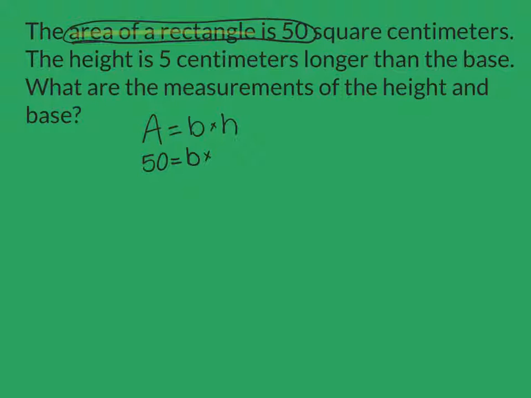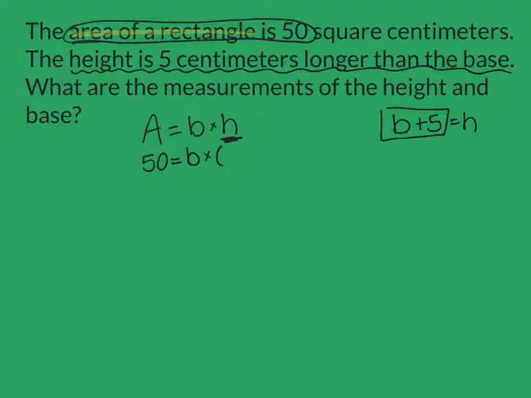And I do not know the specific height, but I do know that the height is 5 centimeters longer than the base. So I know that whatever the base is, it's going to be 5 more than that to get the height. So instead of H here, I can change it to B plus 5. So instead of times height, it will be times B plus 5, since this is what the height equals.